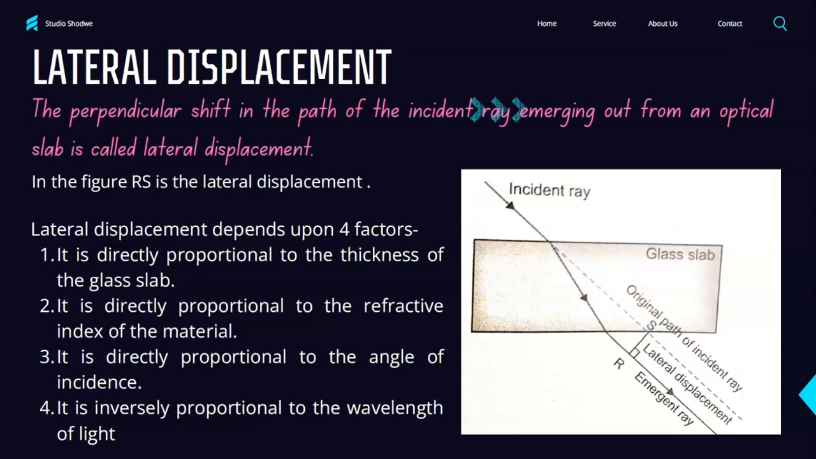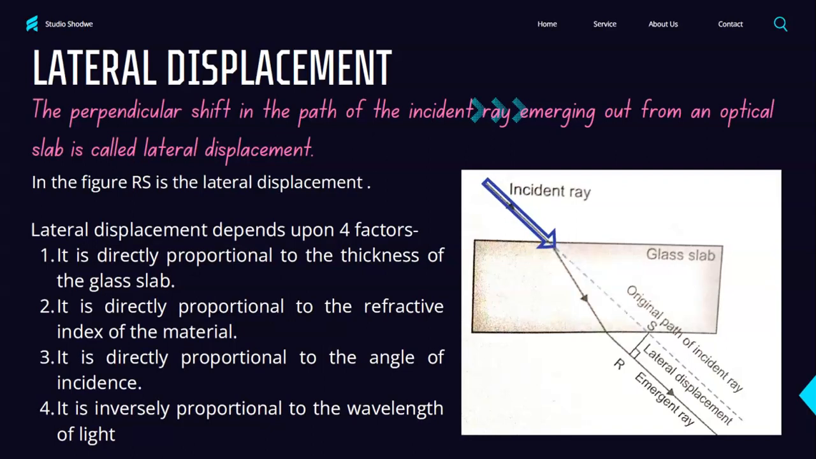The moment we change this angle of incidence, we can see here, the moment I change the angle of incidence, obviously the path of the ray will change, and if I increase the angle of incidence, the lateral shift will also increase. And the fourth one, the only factor which is inversely proportional: lateral shift is inversely proportional to the wavelength of light. Again the same thing. Lateral shift of red color will be less because its wavelength is more, while lateral shift of violet color will be more because its wavelength is less.